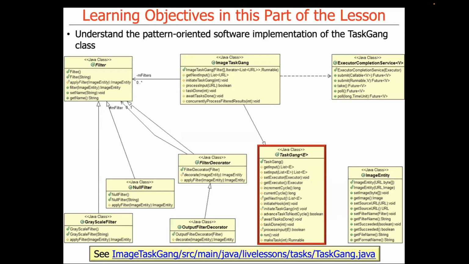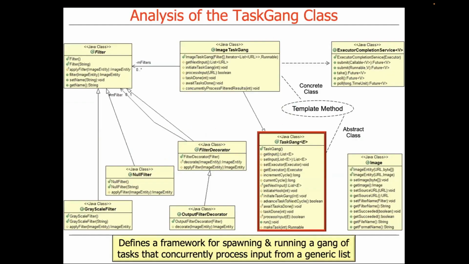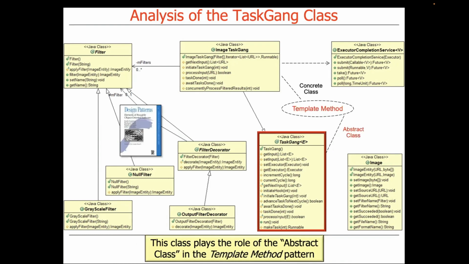Let's start by taking a look at the TaskGang.java file. And this file, as you can see, defines a framework for spawning and running this gang of friendly tasks that work together to concurrently process input from a generic list of elements. And you can see here that this particular class plays the role of the abstract class in the template method pattern. And not surprisingly, ImageTaskGang, which inherits from it, plays the role of the concrete class. And we'll see that as we go through the comments in the documentation.